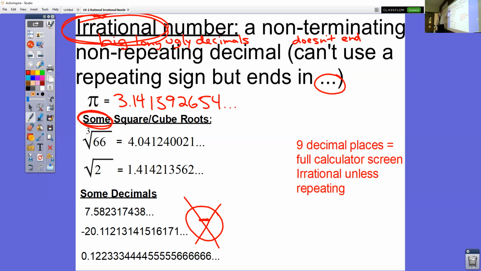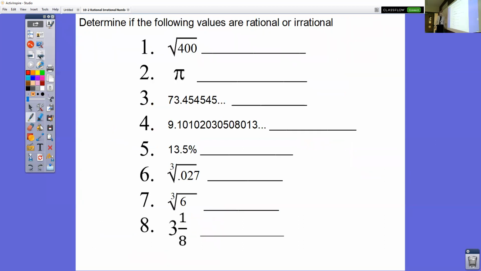So big, long, ugly decimals that you can't use a repeating sign are irrational, all right? They will fill up the whole entire screen on the calculator, unless they are repeating. Go ahead and try these 8 questions, please. What you're going to have to do on your homework today is you are either going to have to write in a R for rational or I for irrational.